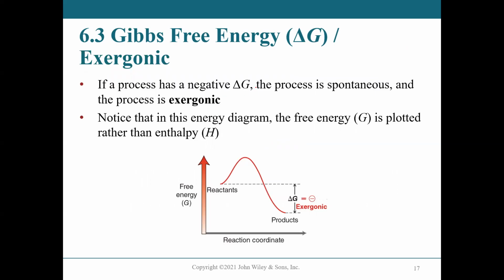So if a process has a negative delta G, which we saw in the case of this thing right here, the process is exergonic, and this is an exergonic process right here. It says, notice that the free energy is plotted rather than enthalpy. And that's that. Remember, to get this, you just had to move this right here, here, and this goes here.